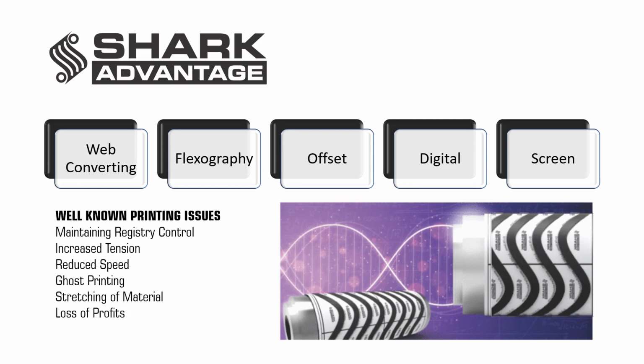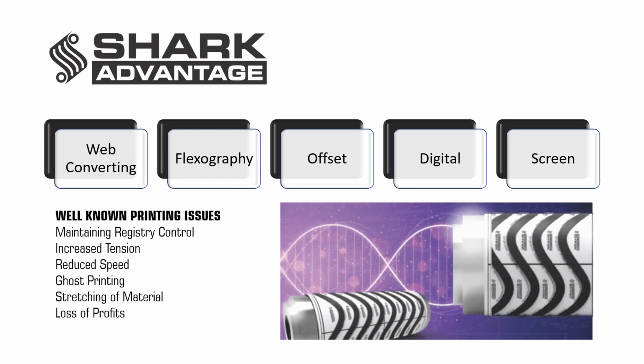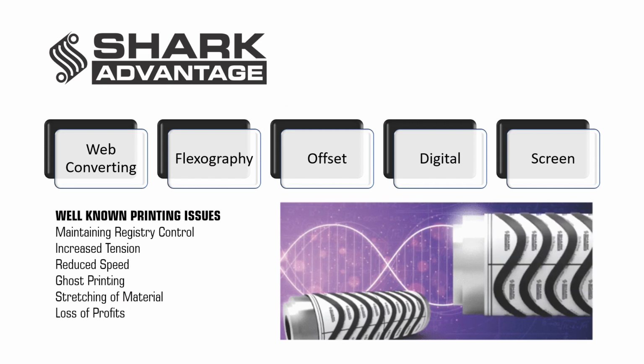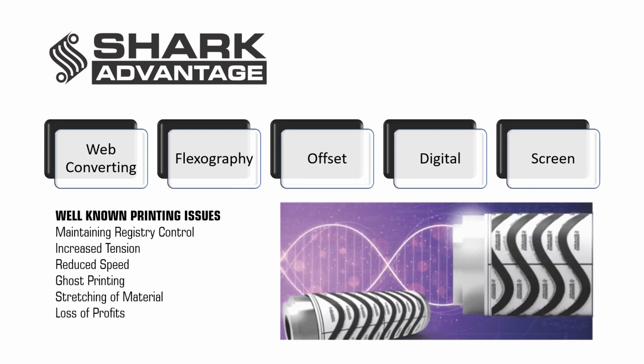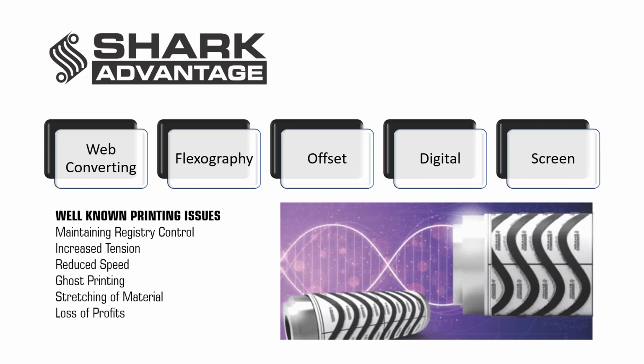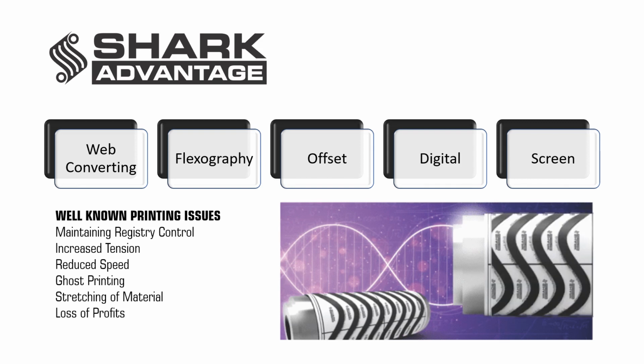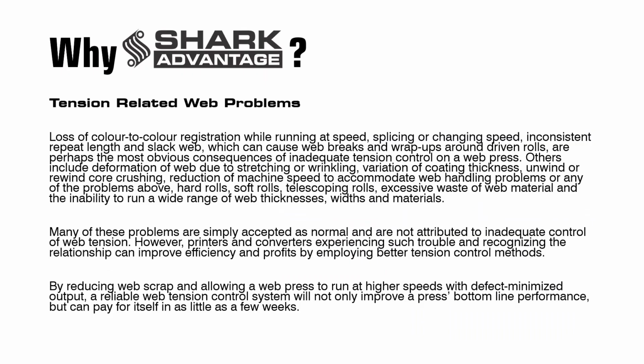Shark Advantage can be applied to the following printing disciplines: web converting, flexography, offset, digital, screen printing. Shark Advantage will assist with these well-known printing issues: maintaining registry control, increased tension, reduced speed, ghost printing, stretching of material, loss of profits. Why Shark Advantage?